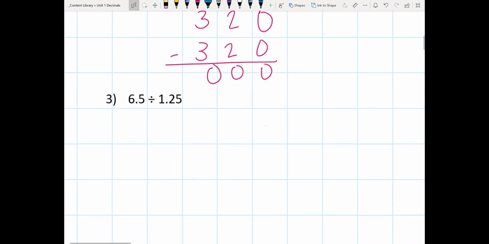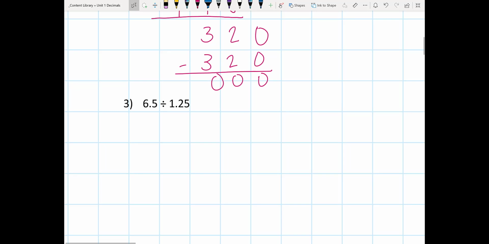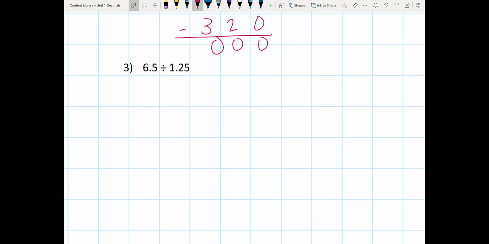And the last one we're going to do is 6.5 divided by 1.25. I'm going to start by writing my numbers where they go. 6.5 goes inside of the bracket because it's what's being divvied up. And 1.25 goes on the outside. This one's a little different than the ones we've done earlier because on the earlier ones, we only had 1 digit to the right of the decimal point.